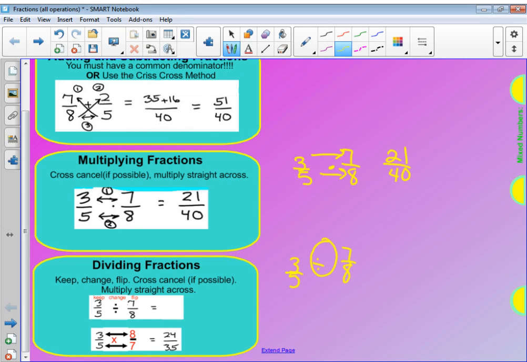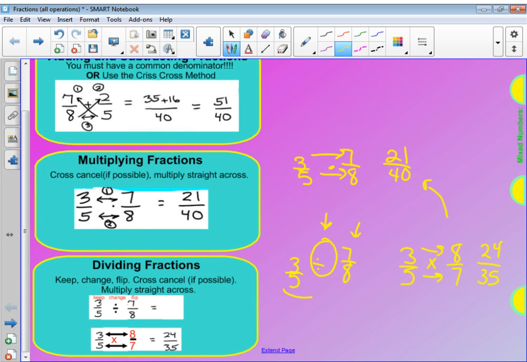So we keep the first fraction of 3/5. We change our symbol to multiplying, and we flip our last fraction. So this now becomes 8/7. Now it's set up very similar to what we did there, where we get to multiply now straight across. So we get to go straight across when we multiply. So 3 times 8 is 24 over 5 times 7 is 35.